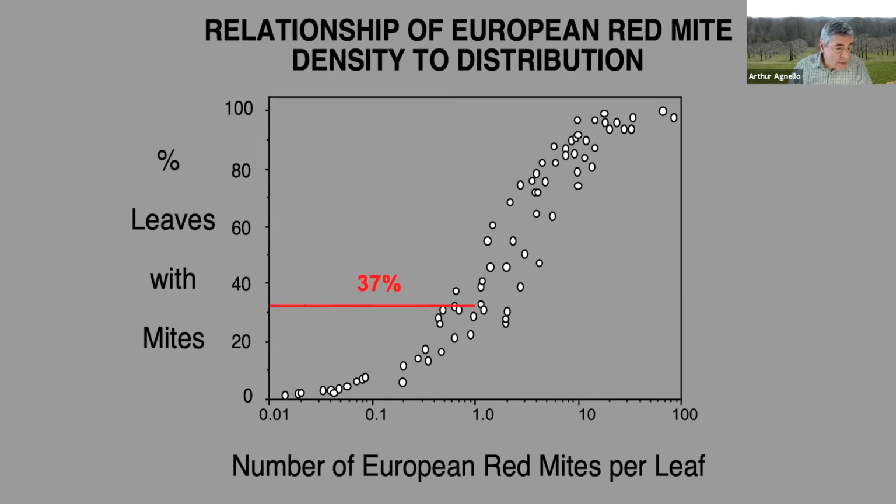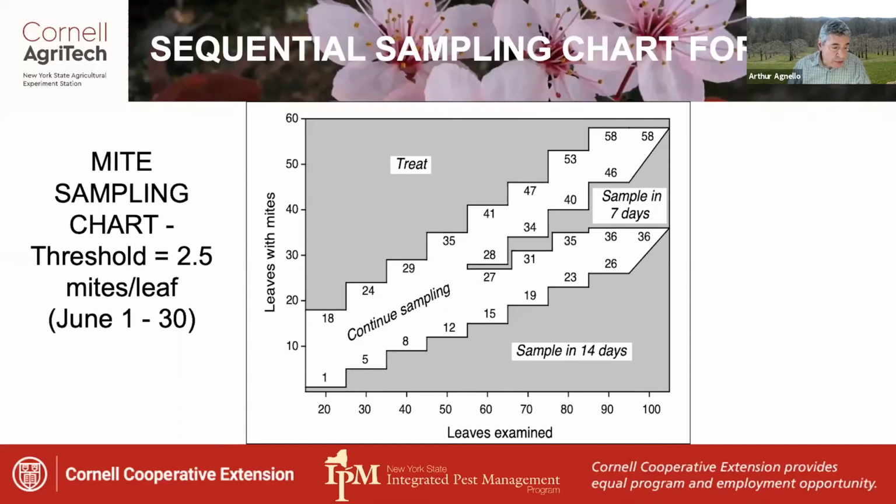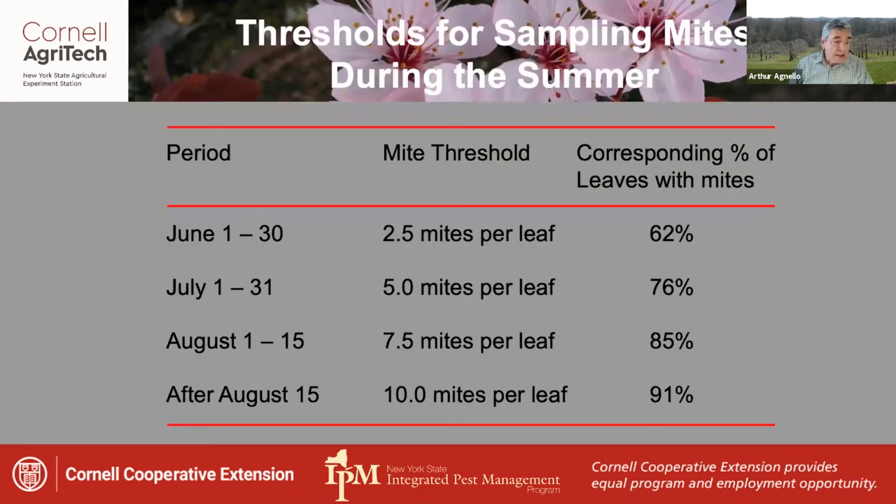So, for instance, when 37% of the leaves examined are found to contain mites, whether there are many or just a few per leaf, this corresponds to an average population size of 1 mite per leaf. This relationship is used as a basis for the mite sampling charts like this one, which are in the Tree Fruit Guidelines. Different charts are available for different months of the summer, since the trees can tolerate higher numbers of mites as time goes on and the foliage matures.